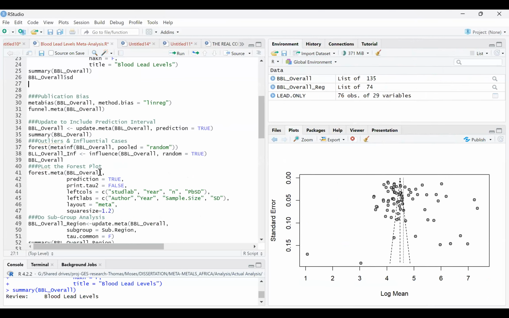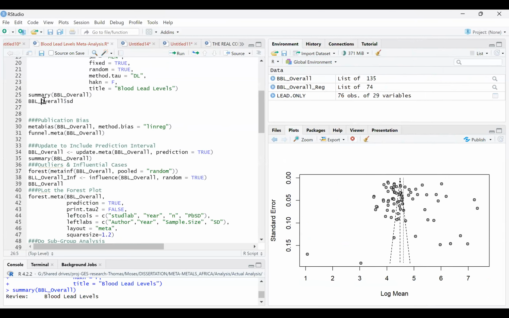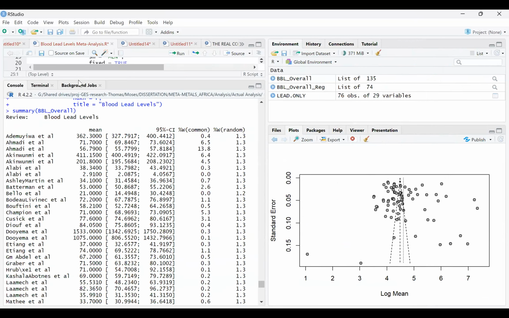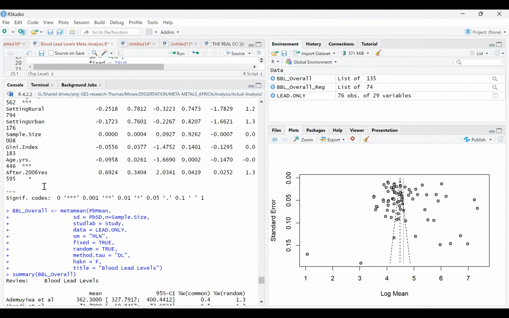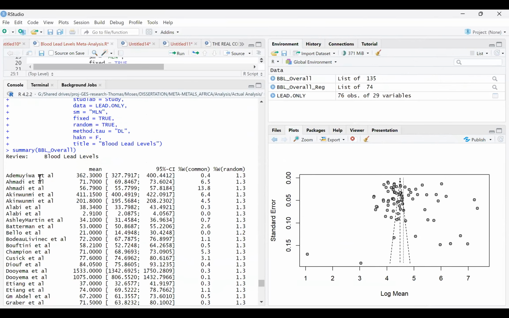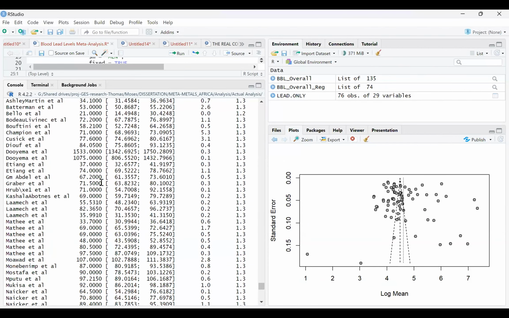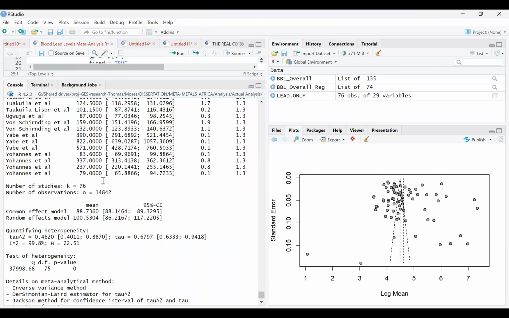All right. So when I click run here, I get the results. Here I have Adimuyiwa Eto from Nigeria, and the mean blood levels are 362 microgram per liter. I have my confidence interval from 327 to 400, and whether it is using a common effect or random effect weight, so it's assigning some weight to the studies. I'm doing that for all the individual studies until they are done.